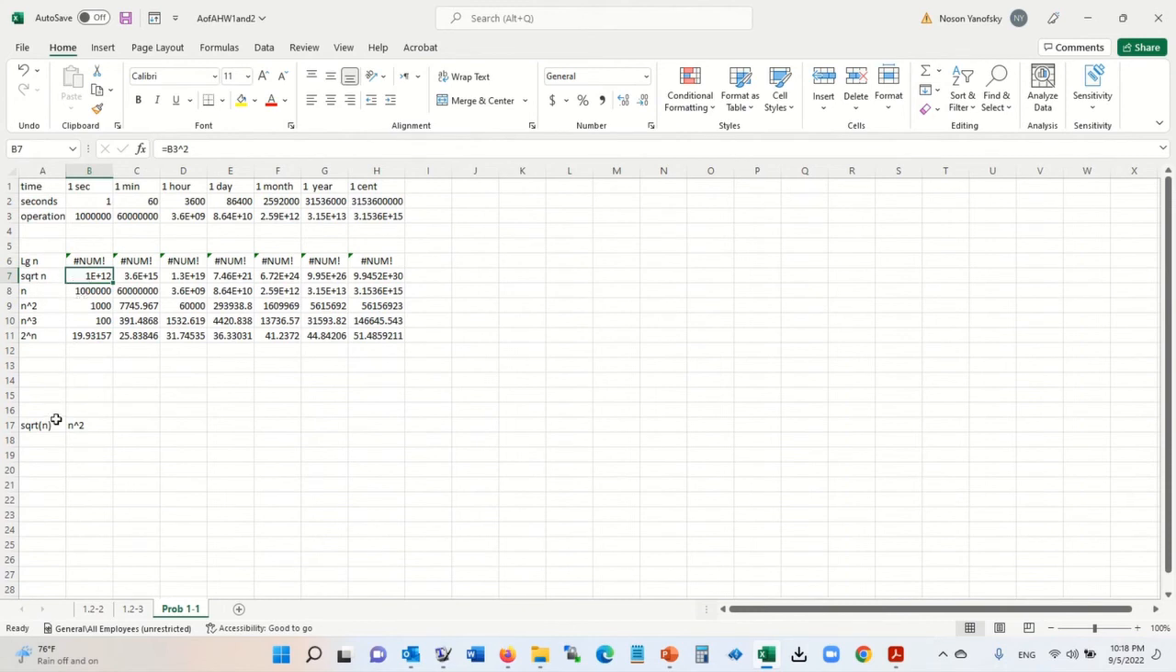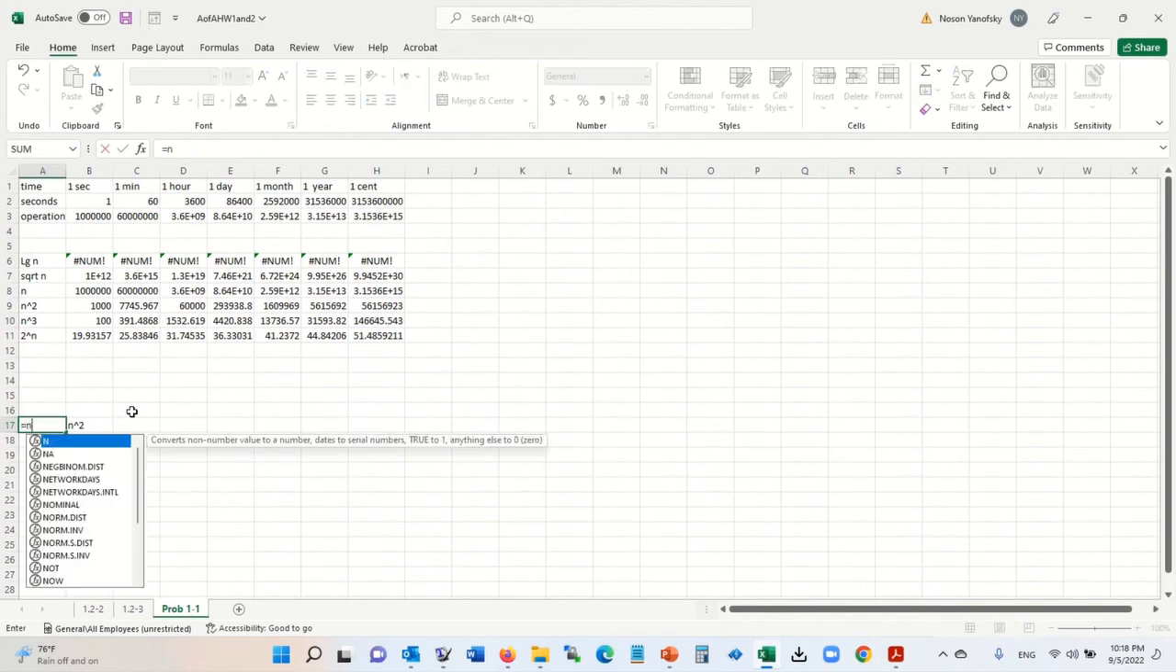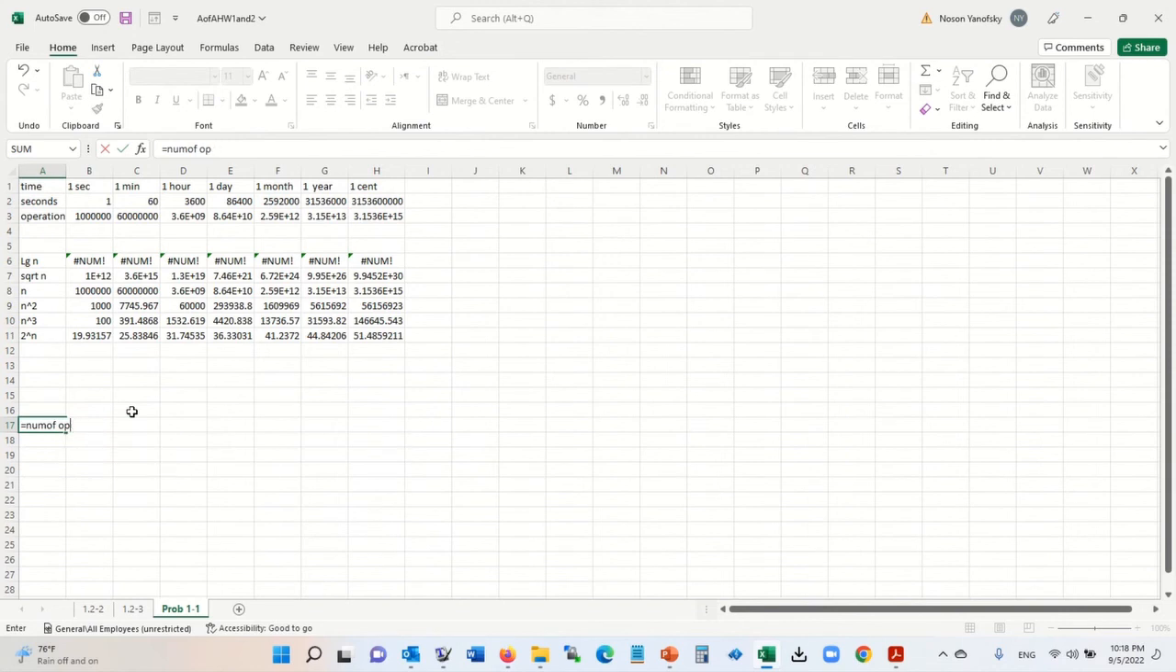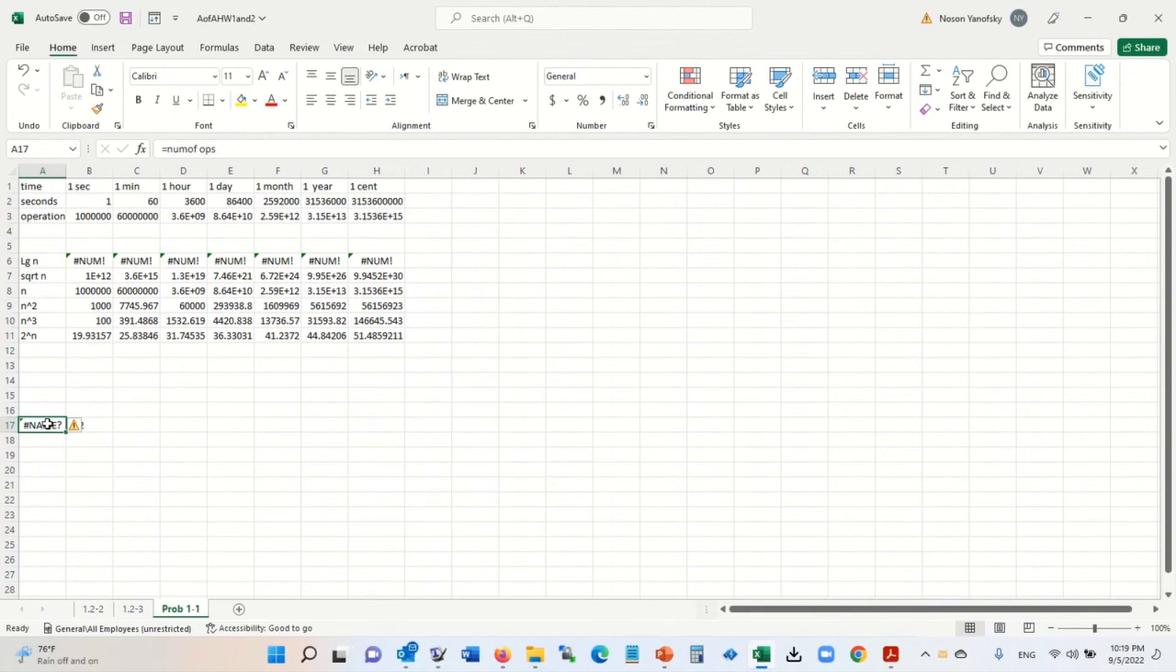When you have square root of n equal to num of ops, it's in English, whatever, forget about that. Square root of n is equal to that. So you solve for n by having the inverse. We did a lot of this in homework number 0. N is just that. That's the number of operations.